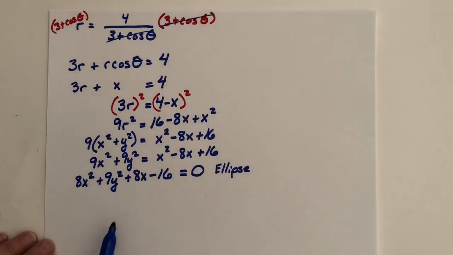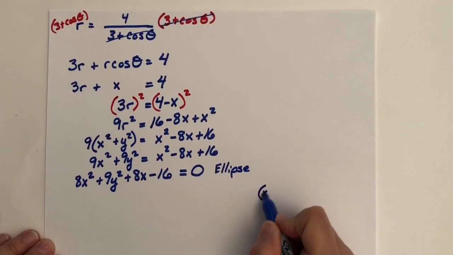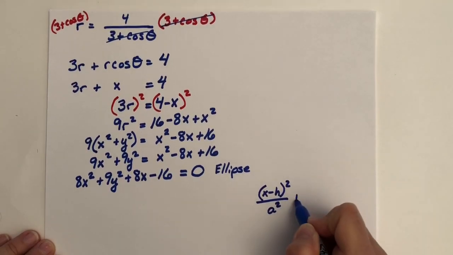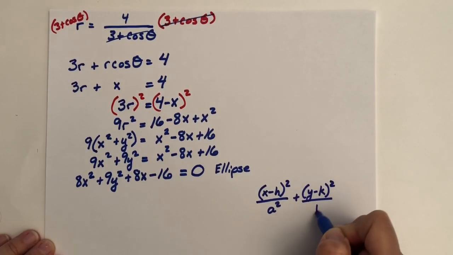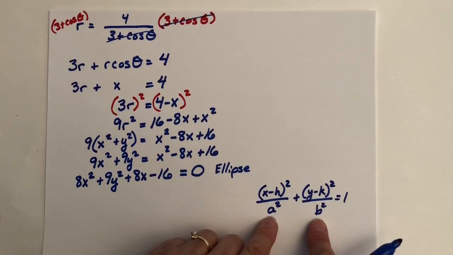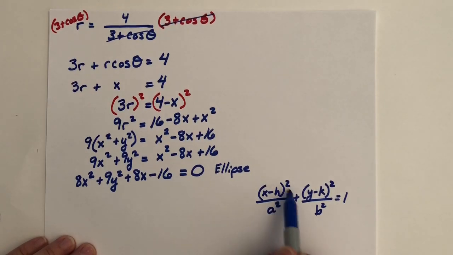So let's continue. Remember, the standard form for an ellipse is something like x minus h squared over a squared plus y minus k squared over b squared equals 1. We want this equation to look like this. And the a squared and the b squared could be switched. But the main point is we need to complete the square with respect to x and y if we don't already have a perfect square.